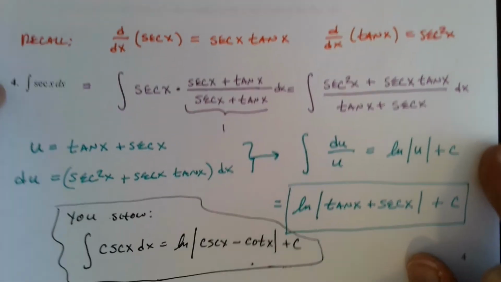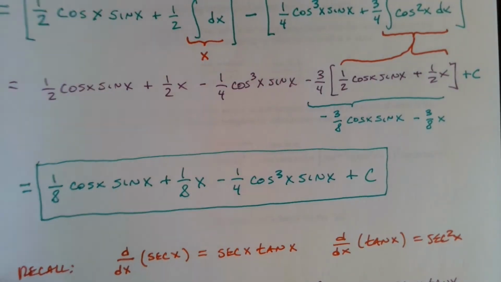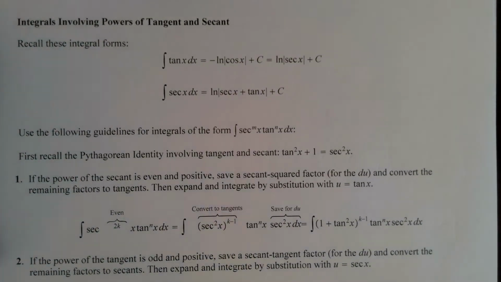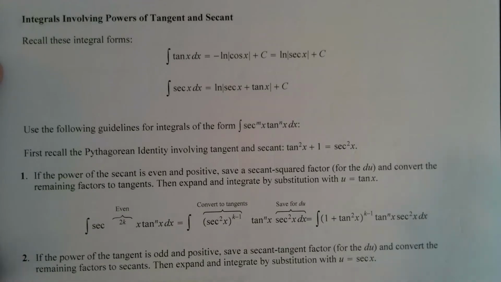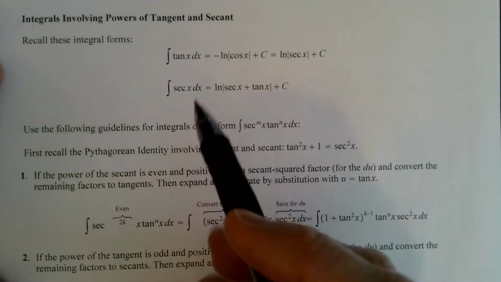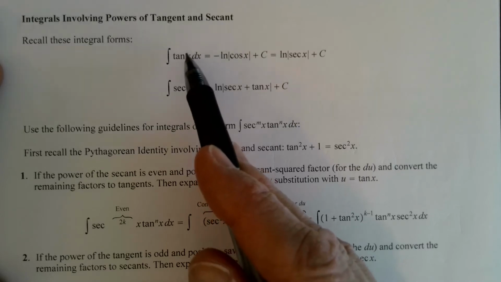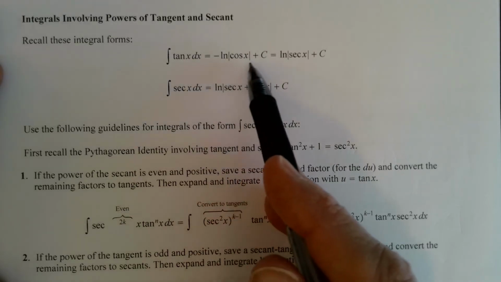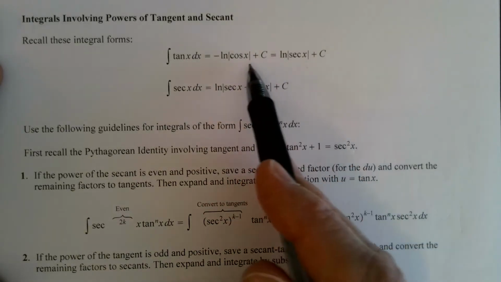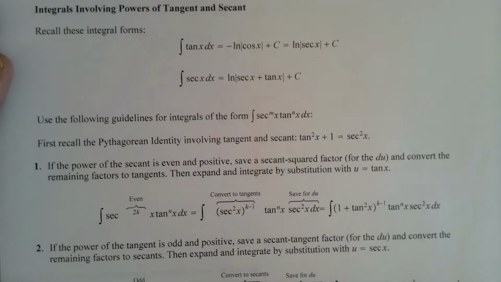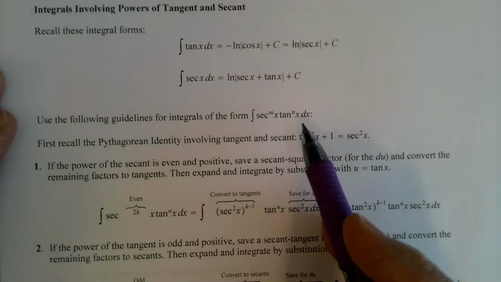Okay, so now I want to look a little bit more at secant and tangent in general. We just proved this one for secant, and this was the one that we had for tangent by the simple substitution, right? Rewriting tangent as sine x over cosine x, we get this or this. We talked about that in a previous video. What about integrals involving powers of secant and tangent now together?